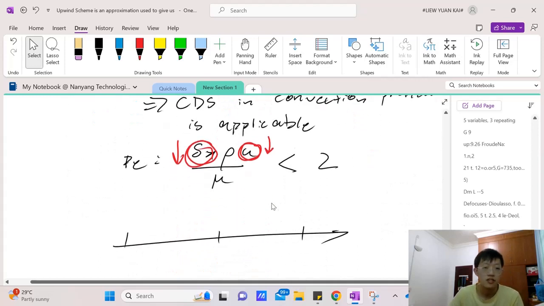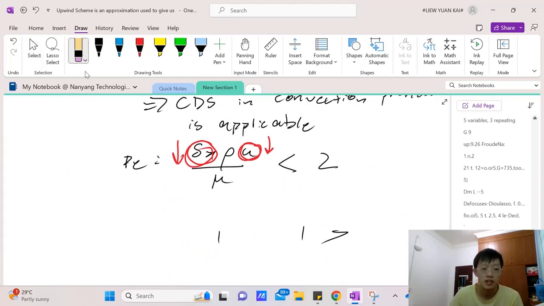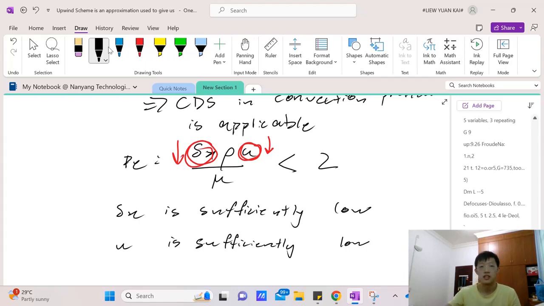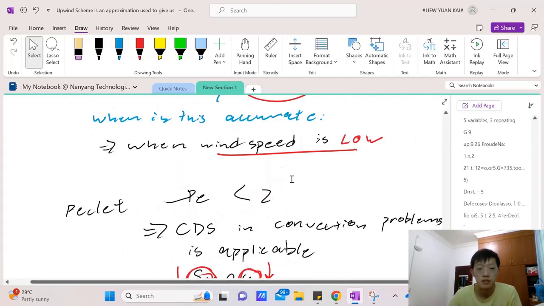So the moral of the story is, if you want to make your Peclet number small so that you can use the central differencing scheme, there are two obvious ways: when delta x is sufficiently low, or the wind speed u is sufficiently low. These are the two ways in which the central differencing scheme can be used in convection problems.